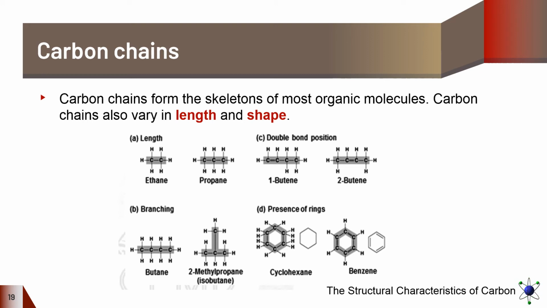Letter C, we have here double bond position. So 1-butene and 2-butene. They are different in such a way that the double bond location is different in the two compounds. For letter D, we have the presence of rings. We have here the cyclohexane, hexane, and the benzene. In cyclohexane, there is only a single bond that forms the ring. On the other hand, in the benzene structure, you would see here that in the ring structure, there are some double bonds present.